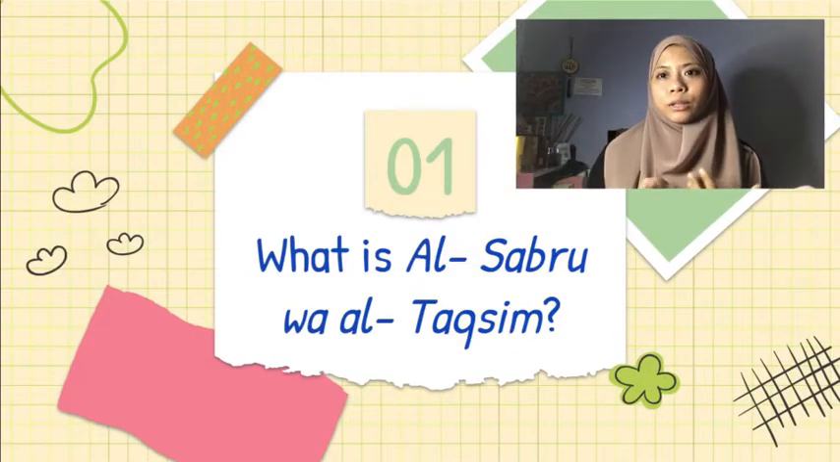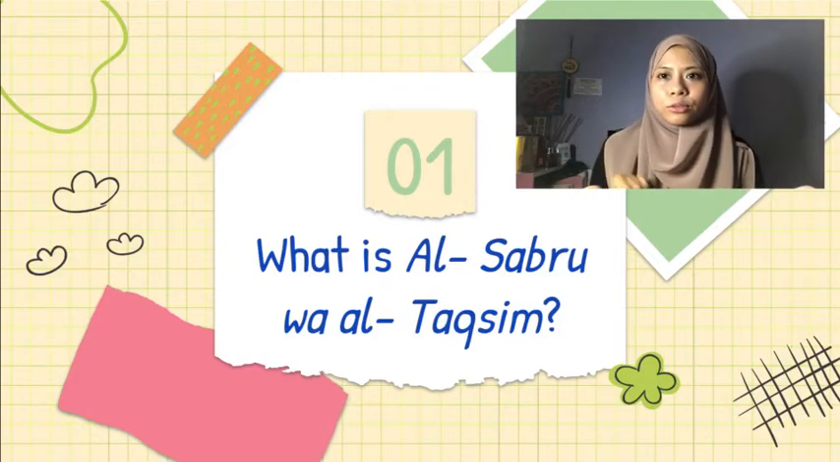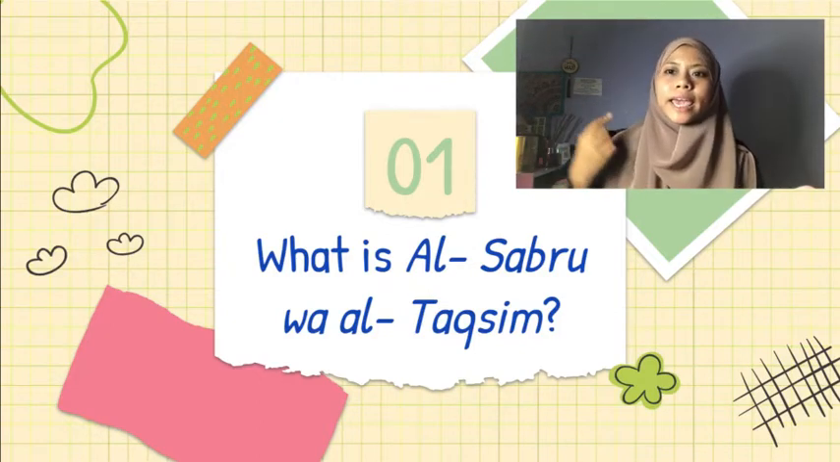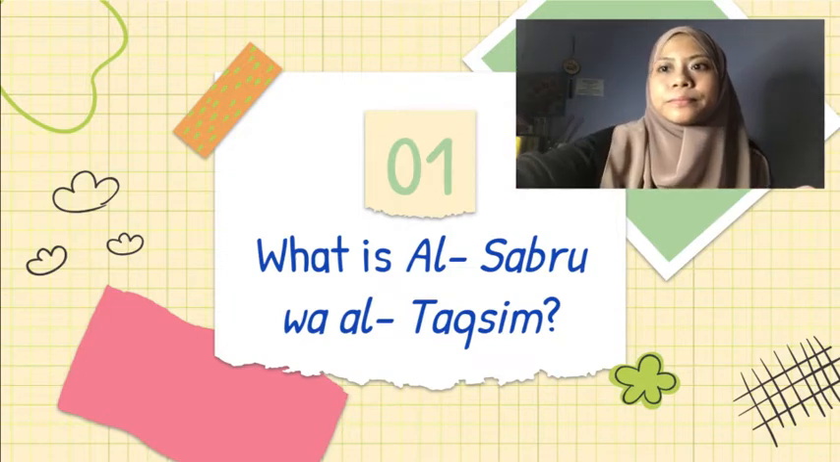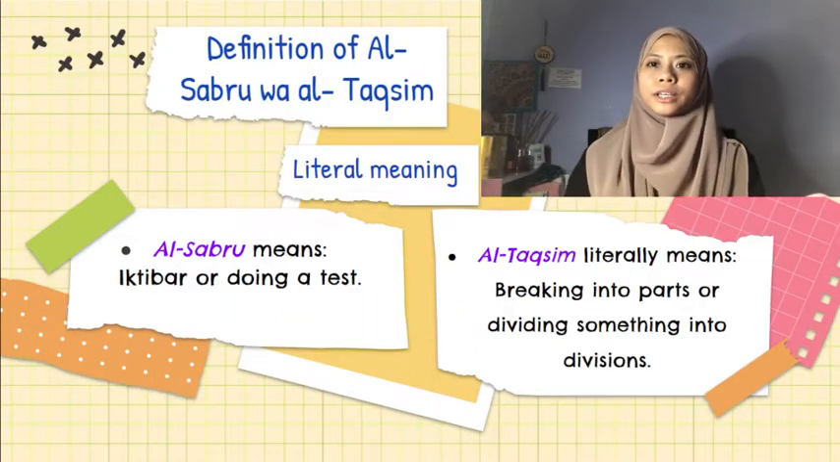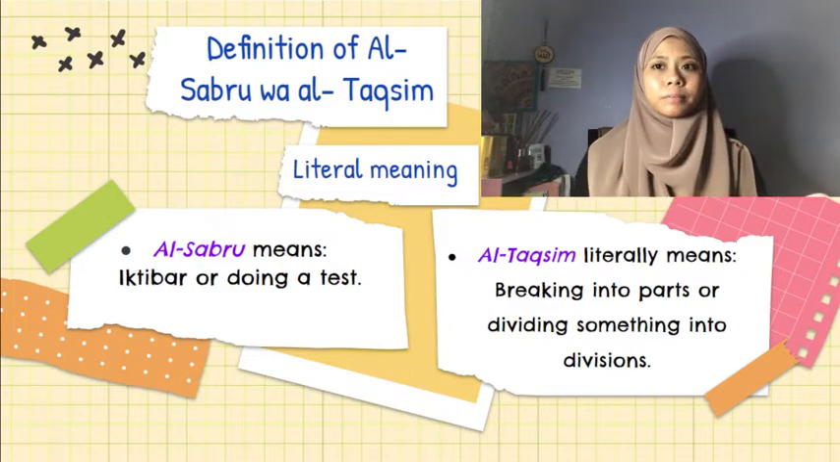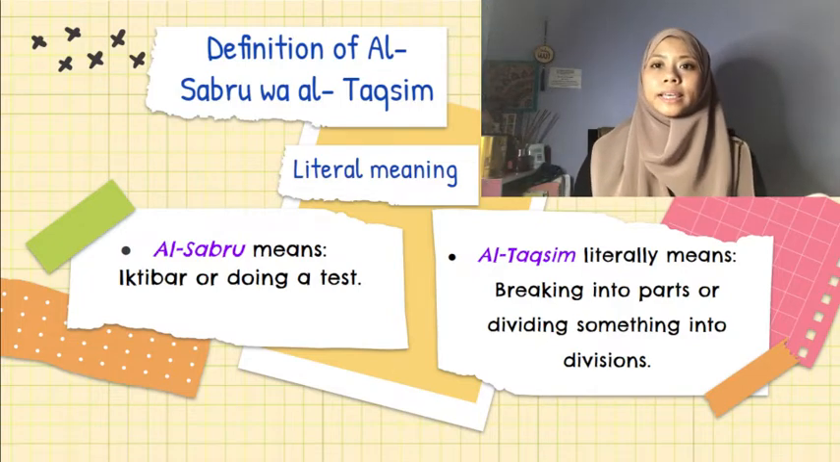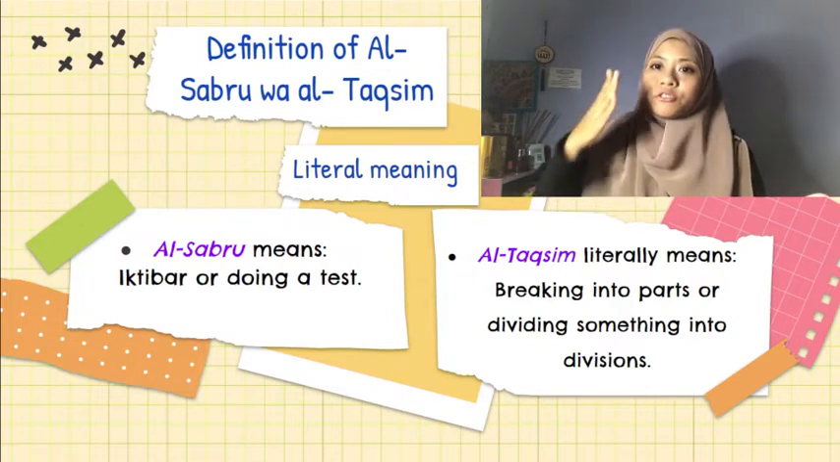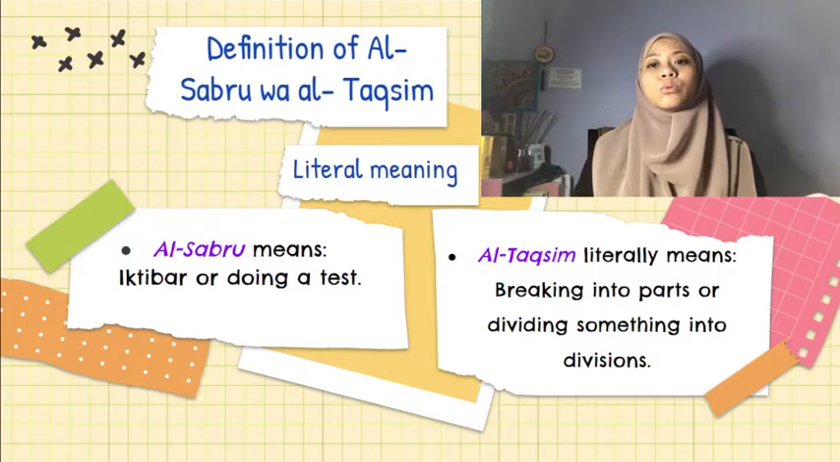Next, what is as-sabru wa taqsim? We will get to know the literal meaning and the technical meaning of as-sabru wa taqsim. The literal meaning, as-sabru means iktibar or doing a test, and at-taqsim literally means breaking into parts or dividing something into divisions.